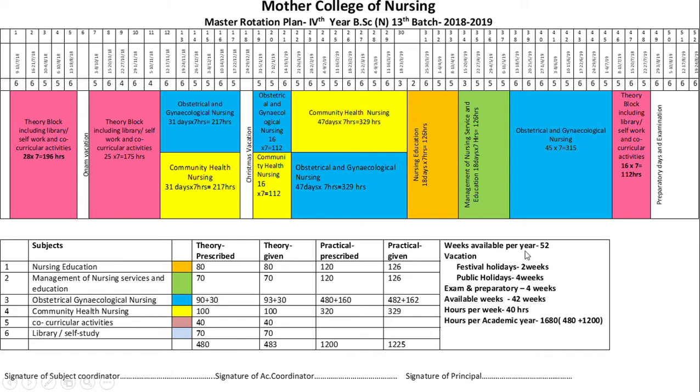So weeks available per year 52, vacation and festival holidays 2 weeks, public holidays 4 weeks, examination 4 weeks. Sorry, public holidays only 3 weeks. This is based on the previous syllabus. That is why it is like that. For them there is no leave after the examination. That is why it is written like this. Sorry for that.